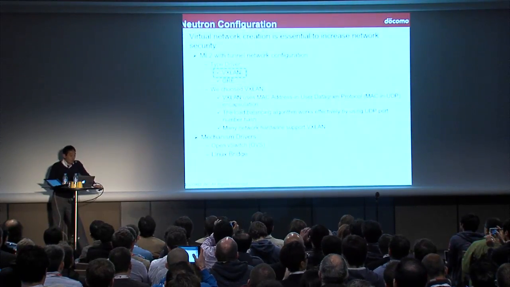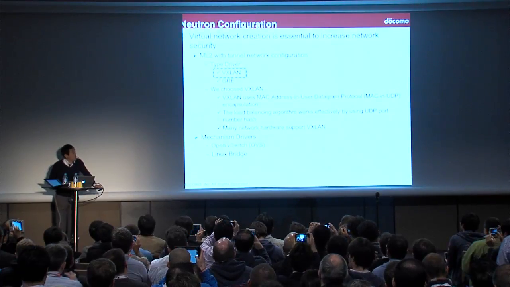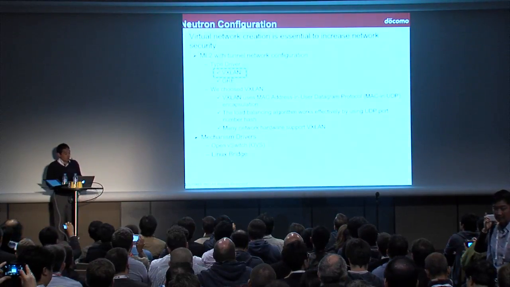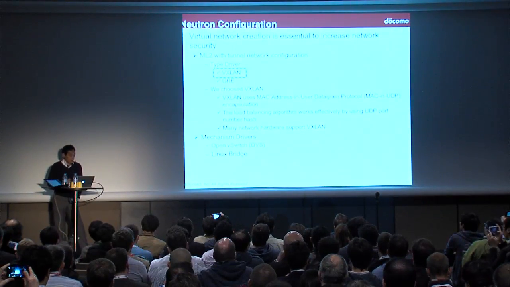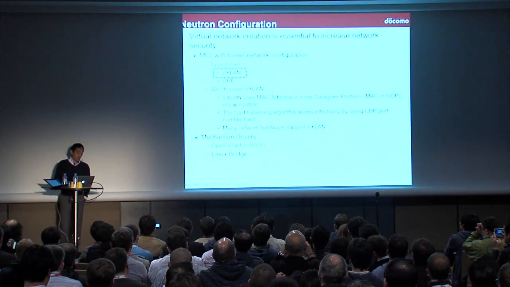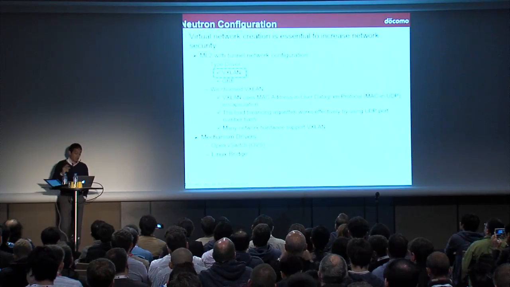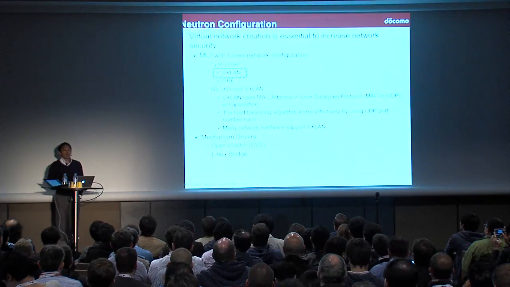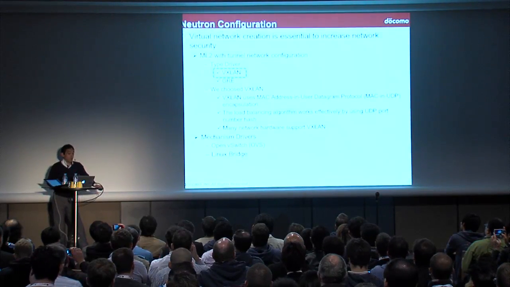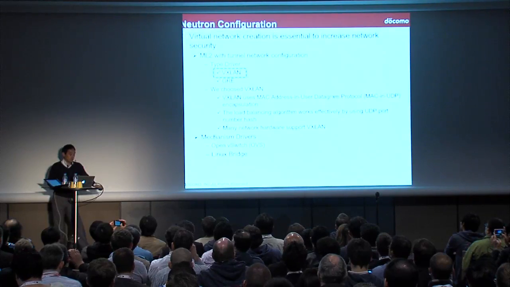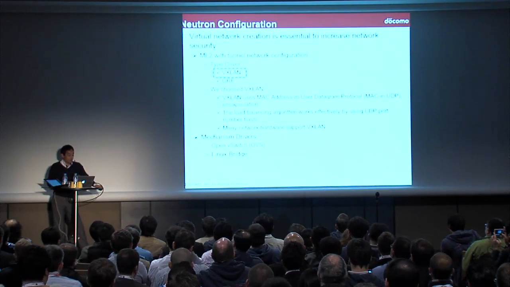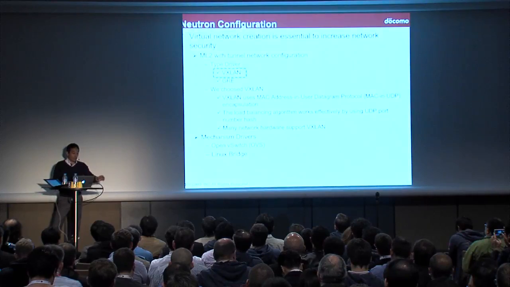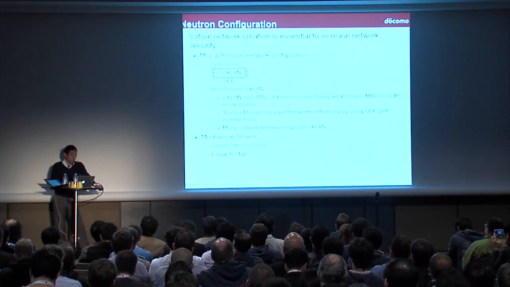The second one is about the network Neutron configuration. Virtual network creation is essential to increase network security. So we need to support ML2 with tunnel network configurations. In this configuration, there are two type drivers, one is VXLAN and the other is GRE. At this moment, we decided to use VXLAN because it is efficient for load balancing. Also, there are two mechanism drivers. One is Open vSwitch, and the other is Linux Bridge.